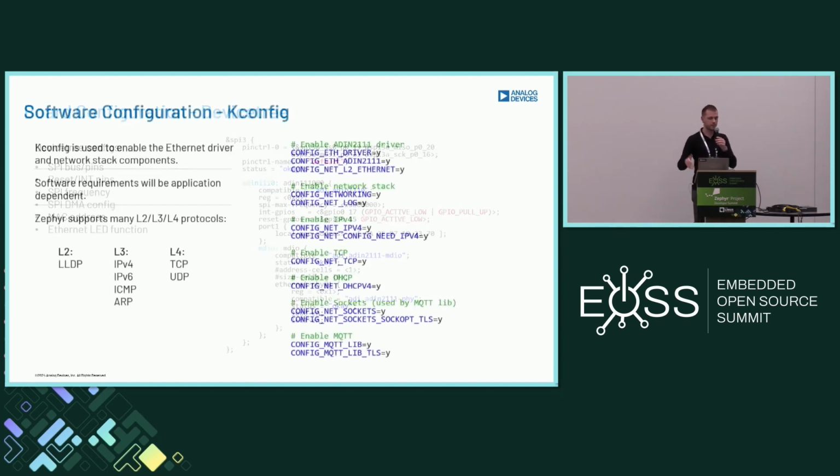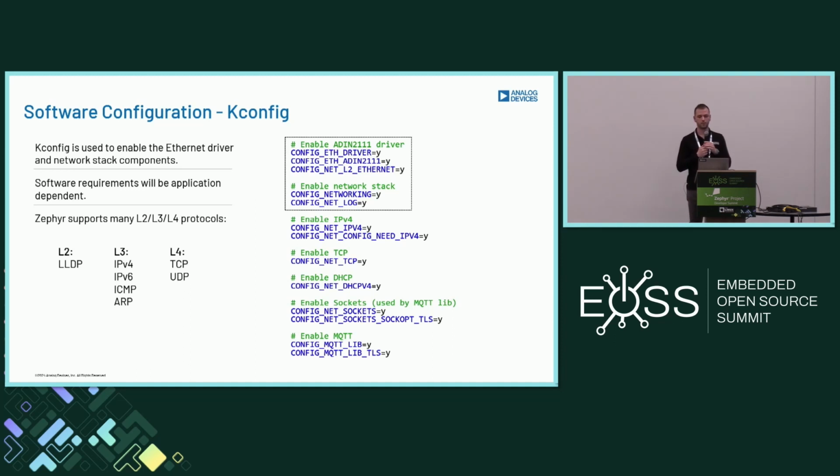Once device tree config is done, we move to software config using Kconfig. Really here it's a case of choosing the protocols that you want to use in your Zephyr application with Ethernet. The key Kconfig symbols that must be defined for Ethernet support are shown here in the box: the Ethernet driver layer, the support for the ADIN driver itself, as well as the layer 2 API for Ethernet. Everything beyond this is application dependent, be it IPv4, IPv6 or both.